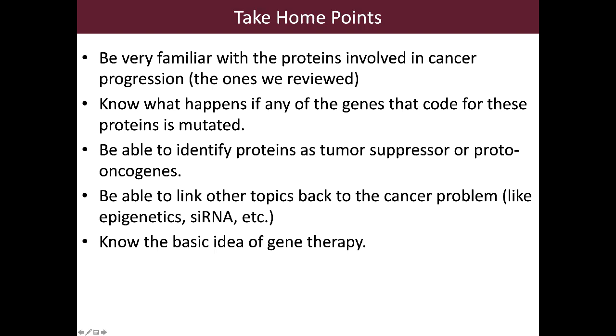So here were the take-homes for that 5-part question. Be very familiar with the proteins involved in cancer progression. No doubt you're going to have to talk about this pathway, so make sure you have it memorized. The pathway I'm talking about is P53 to P21 to CDK cyclin to RB to E2F to driving the cell cycle forward. Make sure you can put those all together. Think about what happens if any one of these genes is mutated. Be able to identify which of these genes are tumor suppressor genes and which are proto-oncogenes.